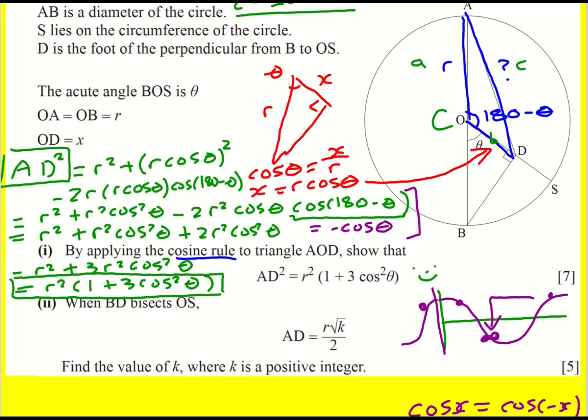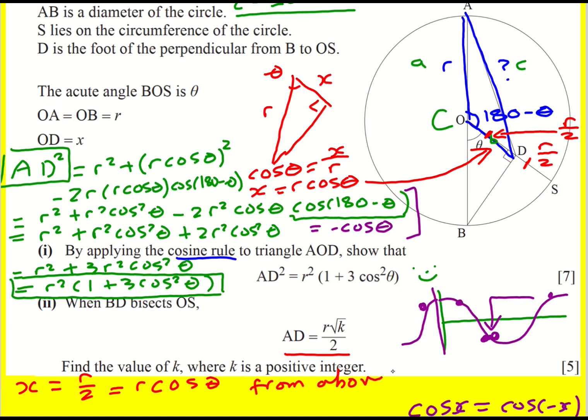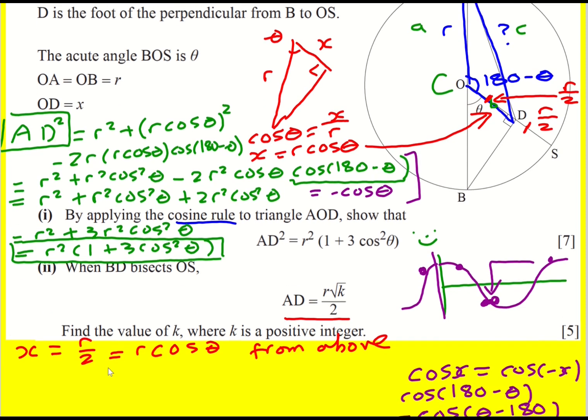Part B, we're told when BD bisects OS that this is true. Okay, when BD bisects, it's going to split these into equal amounts. Now, OS is actually the radius, which means that each of these is going to become R over 2. Pretty hard for me to fit this in, but that length there is also R over 2. And remember, actually, that's my value of X. So X is now R over 2, but from before it's R cos theta. You can cancel out the R's. So cos theta is going to be a half.